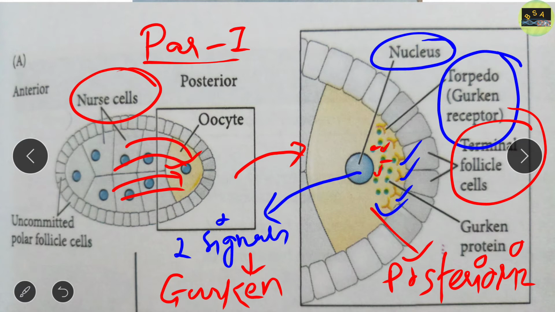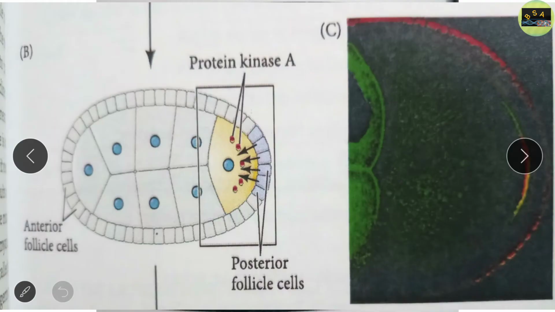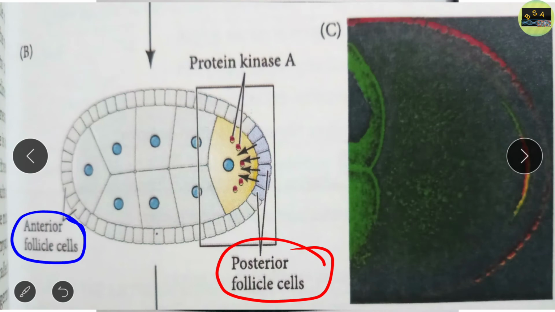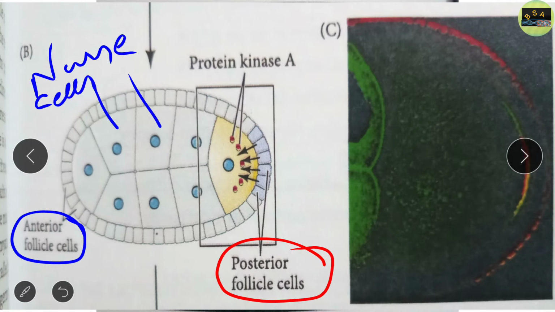Clear? Now this PAR1 protein basically organizes a microtubule. So now look at this figure. These are the posterior follicle cells, and these are the anterior follicle cells. And these are the nerve cells. Clear? And here you can see a binding between the gherkin protein and receptor takes place.